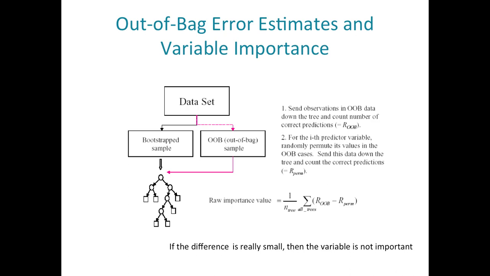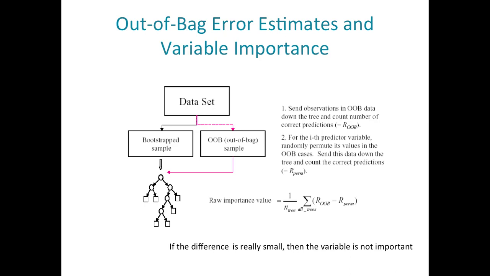And so the way we define, or actually within a random forest package, the way the raw importance of a given variable is defined is by computing the difference between the R_OOB and the R_perm for all the trees that we have in the random forest.